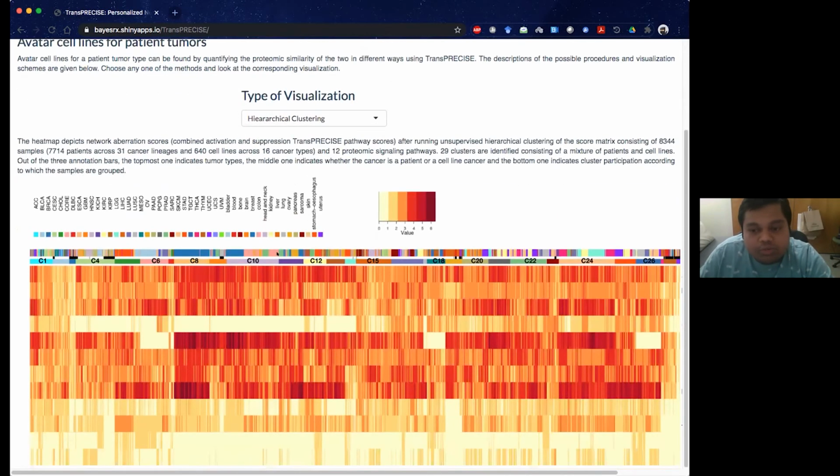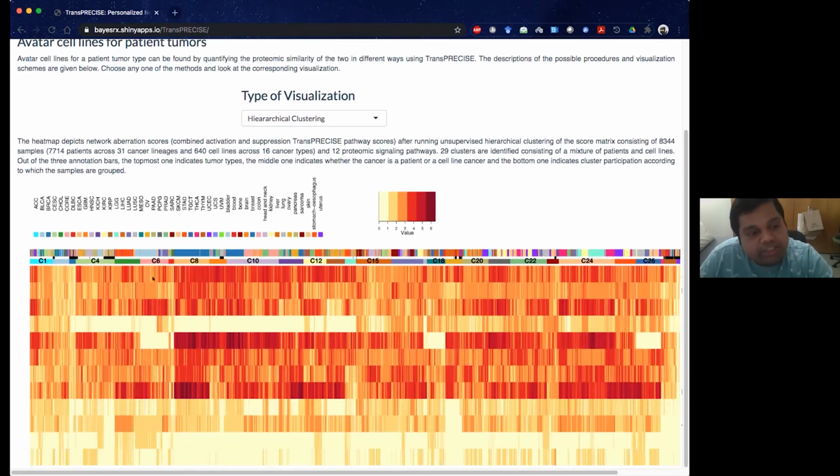So this would be just simply looking at all your patients or your cell lines together, having all the pathway scores now, and just running an unsupervised clustering on them and seeing who ends up where. So you have 3 bars here, as you can see on the rows. This one tells you which source the sample is from. This one tells you if it's a patient sample or a cell line sample. So these darker dots are essentially the cell lines. And then this tells you the clustering.